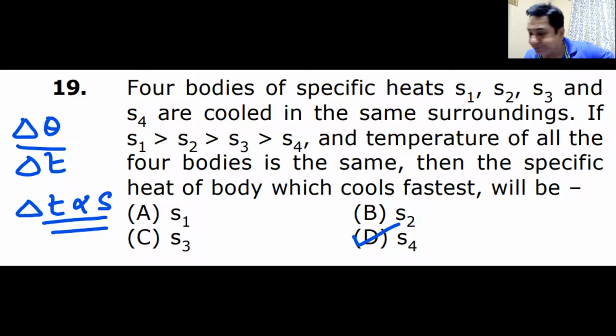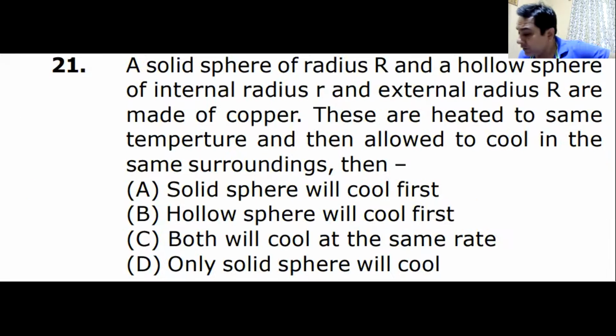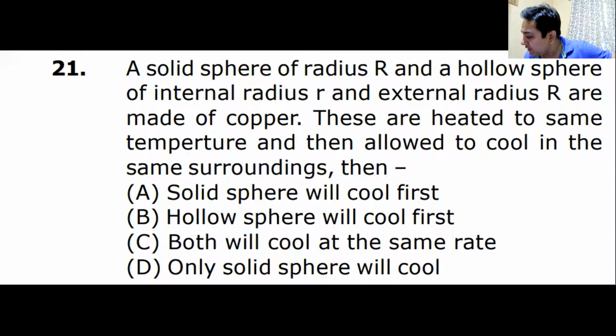One more comes your way, which is this one. I hope you all can see this. A solid sphere of radius r and a hollow sphere of internal radius small r and external radius r are made up of copper. These are heated to the same temperature and then allowed to cool in the same surrounding. Which one will cool? Four options are given. A, B, C, D, 1, 2, 3, 4. I already discussed this with you. Let's see.